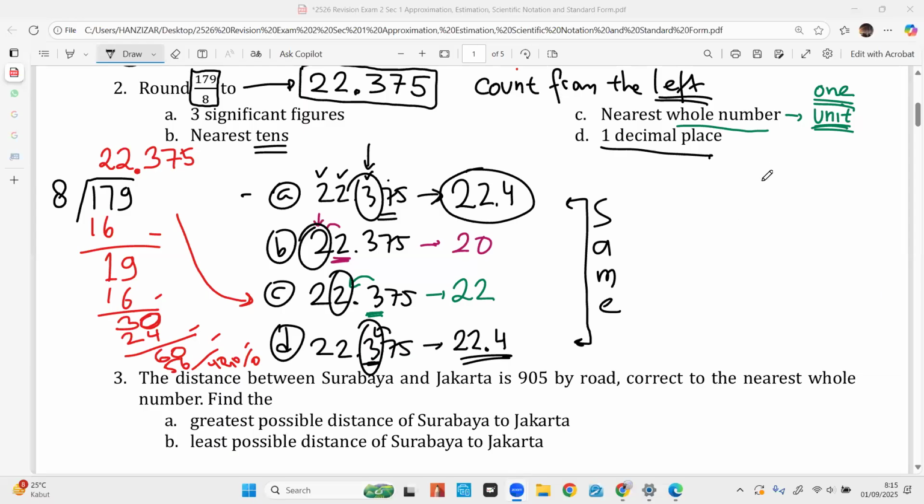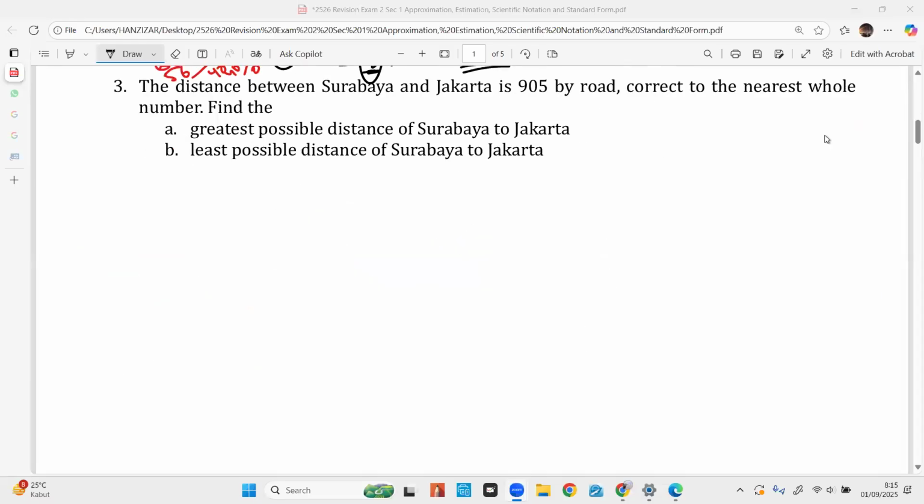Okay, now we're gonna go for number 3. Actually, the number is in unit kilometer. I forgot to put the kilometer, sorry. The distance between Surabaya and Jakarta is 905 kilometer by road. Correct to the nearest whole number. Okay, this number is corrected to the nearest whole number. So 905 is the rounded number.